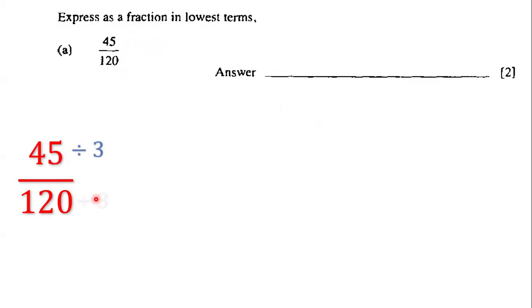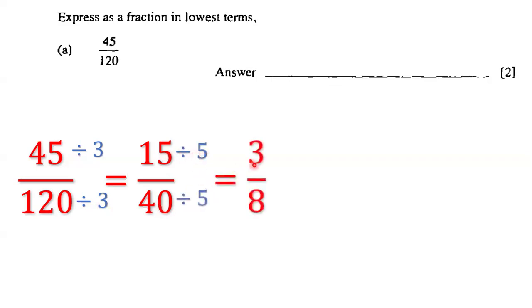Let us use 3. So we have 45 divided by 3, and that gives us 15, and 120 divided by 3 gives us 40. Next, because 15 over 40 is not in simplest form, we could use another number. And so we're going to use 5. So 15 divided by 5 is going to be 3. And since we use 5 at the top, we're going to use 5 at the bottom. So we have 40 divided by 5, which gives us 8.